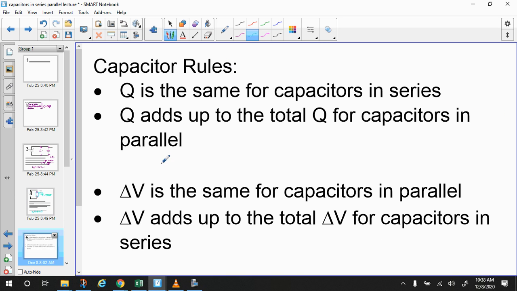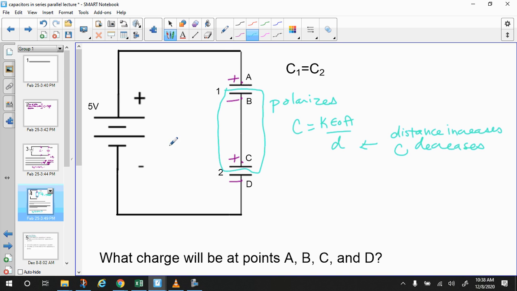Next page, some important capacitor rules. For capacitors, Q is going to be the same for capacitors in series. And this is because of this polarizing effect, right? We know that a capacitor is always going to have the same positive charge and negative charge on the two plates. It's the same amount of charge. So if this one gets a positive charge Q, this one has to have a negative charge Q.